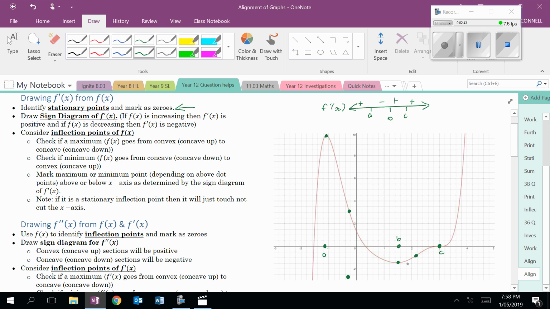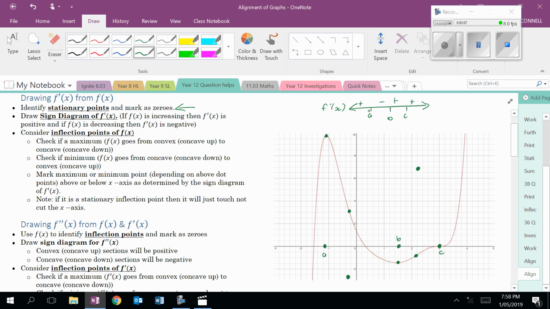Here's where it is positive between B and C, and it's going from convex to concave, so it's going to be a maximum somewhere around about there. And we've also got a horizontal inflection point there, and that's where it is going to touch but not go through the x-axis. And so now we're ready to draw.